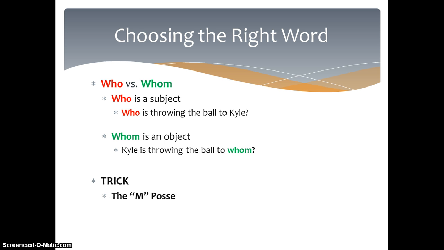It's what I call the M posse. You get your M posse together and you substitute him into the sentence, because him is also an object. If him makes sense, whom is right. If he makes sense, who is right. Let's do a quick substitution with our Kyle sentence. Kyle is throwing the ball to him. That makes sense, so we would use whom. Him is throwing the ball to Kyle. That sounds strange. He is throwing the ball to Kyle. Oh, now that makes sense. Who is what we're going to need.